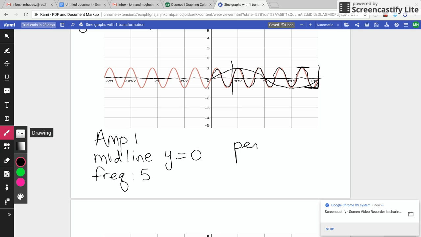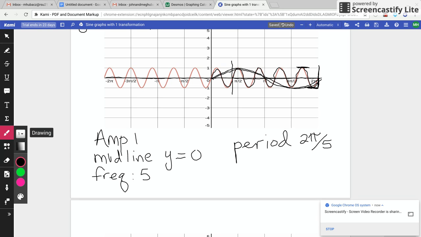The period of one of these cycles is no longer 2 pi. It's actually going to be 2 pi divided by 5, because remember the period of the parent function right here is 2 pi, and we just need to divide that equally among the 5 shorter waves.